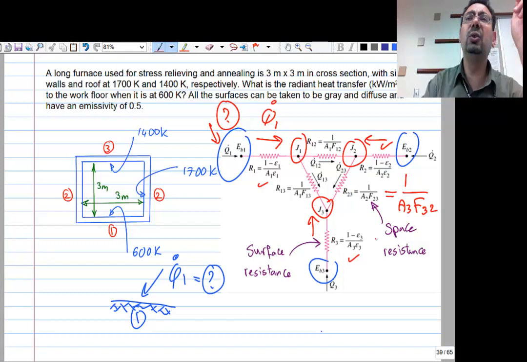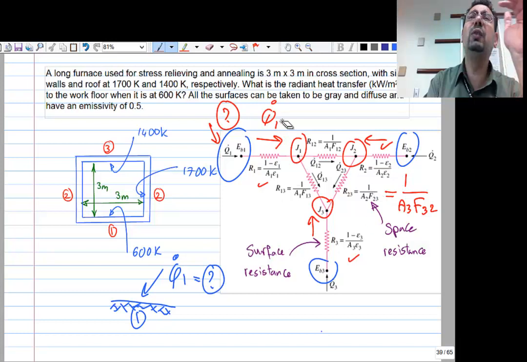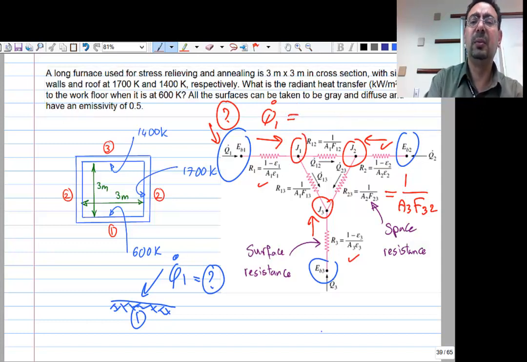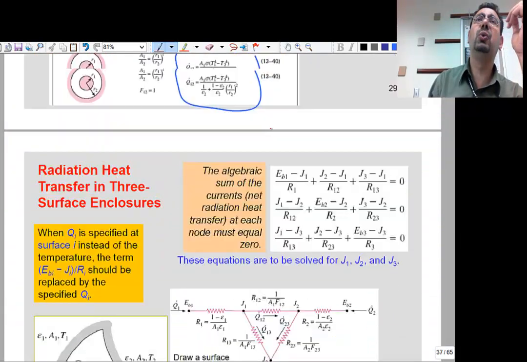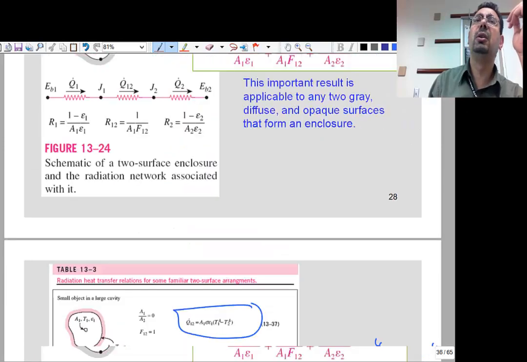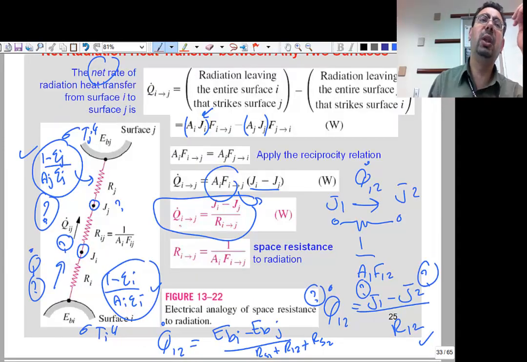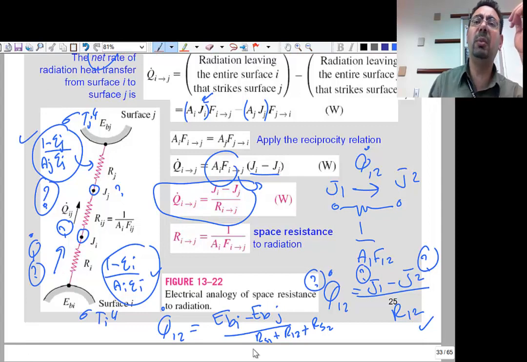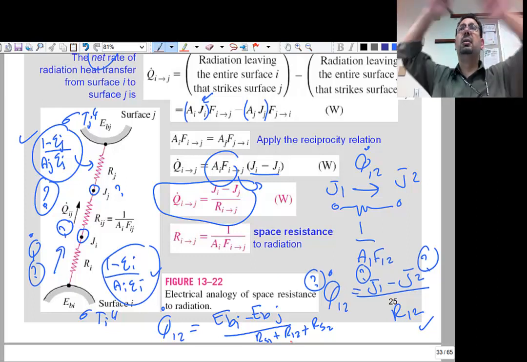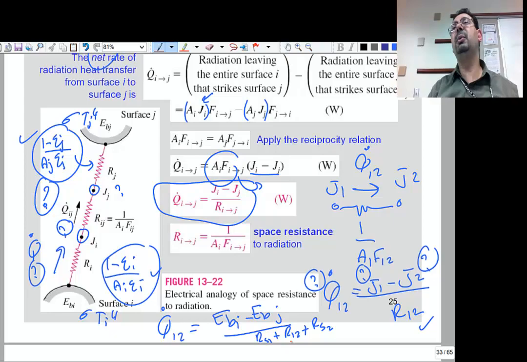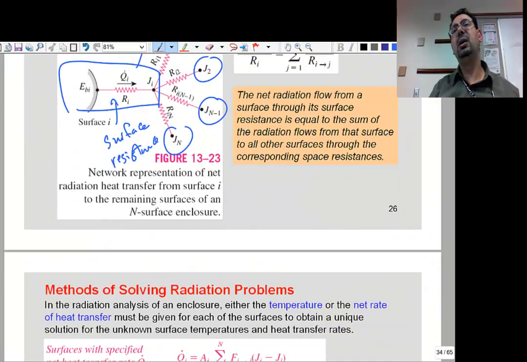So let's not lose what we are trying to do. What we are trying to do is get this Q dot. So let's forget about all the detail. At the end of the day, how are we going to get this Q dot 1? Does anyone have an equation that will give me this Q dot 1? Remember, Andrew, in the two body problem, we basically said, you want to get the Q, just say EB1 minus EB2 over the 3 resistances. Because it was just 2 terminals and all the resistances in the middle. And that's how we got Q.